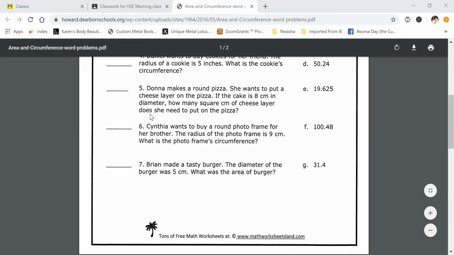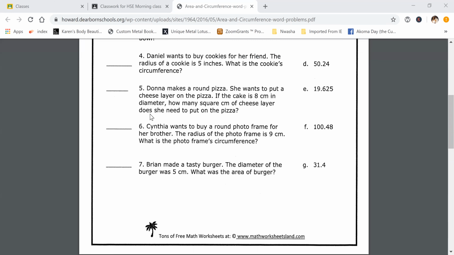Okay, so for number 5, it says, Donna makes a round pizza. She wants to put a cheese layer on the pizza. And then there's another typo, right? If the cake is 8 centimeters in diameter, how many square centimeters of cheese layer does she need to put on the pizza? So obviously we're still talking about the pizza. Maybe someone's blending this with like icing on a cake, but it's still the same idea.